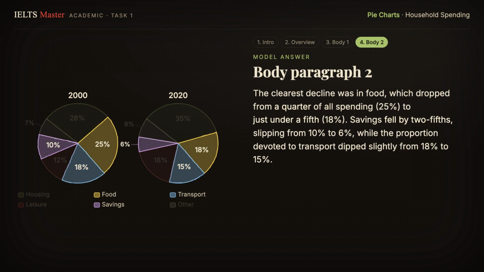Body 2, the categories that fell. The clearest decline was in food, which dropped from a quarter of all spending, 25%, to just under a fifth, 18%. Savings fell by 2/5, slipping from 10% to 6%, while the proportion devoted to transport dipped slightly from 18% to 15%. And see what we did there, a quarter, just under a fifth. Using fractions reads far more naturally than reciting every decimal.